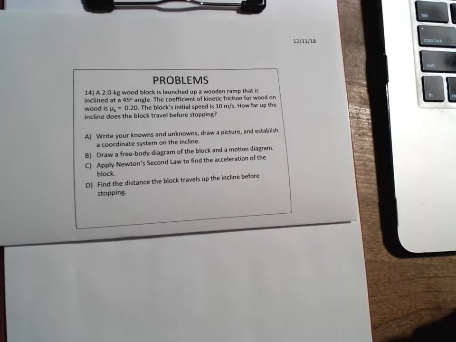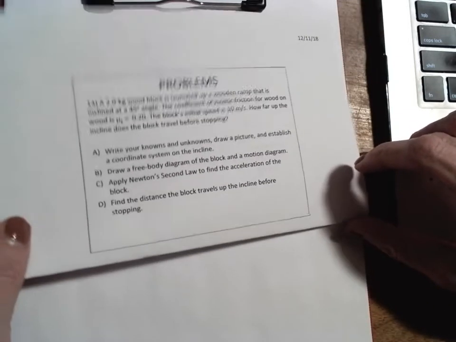So we first have to write our givens and finds, draw a picture, and establish a coordinate system. Next, we'll draw a free body diagram and a motion diagram. We'll apply Newton's second law to find the acceleration, and then we'll find the distance the block travels up the incline before stopping. So let's start with our givens and finds.